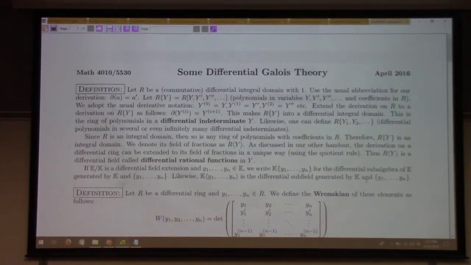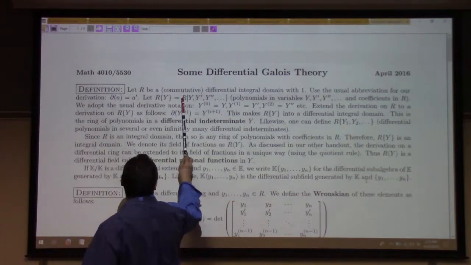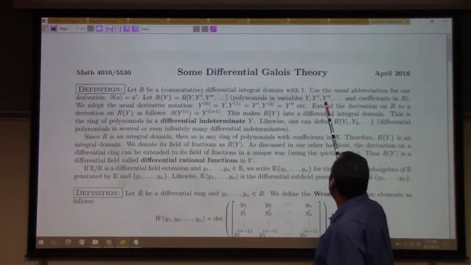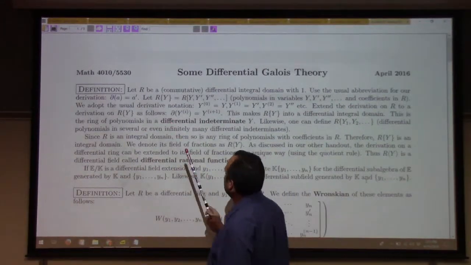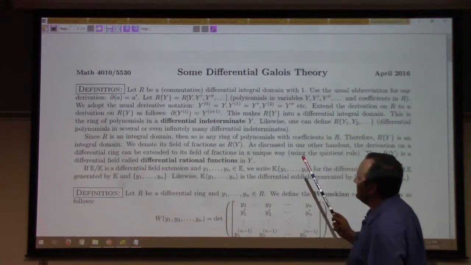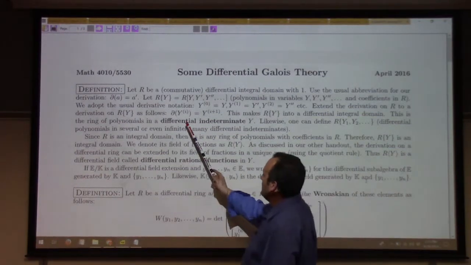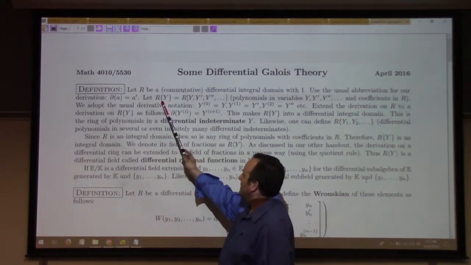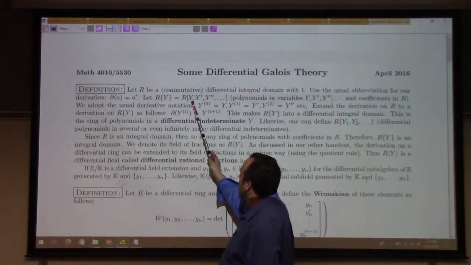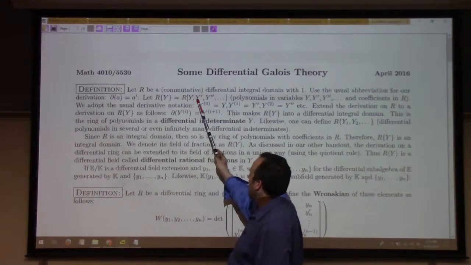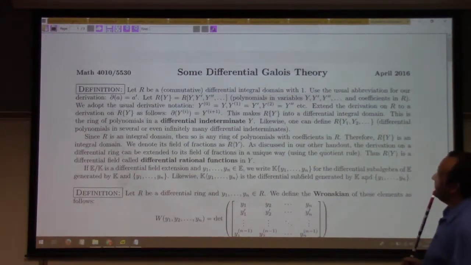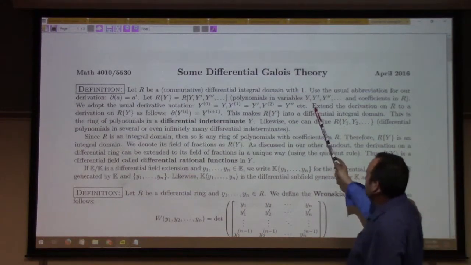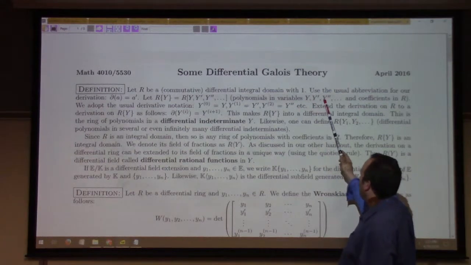So let R be a commutative differential integral domain with 1. We'll use the usual abbreviation prime for the derivative. Our curly bracket is the ring R adjoin y and all of its differential consequences. It's polynomials in the variables y, y prime, and so forth.